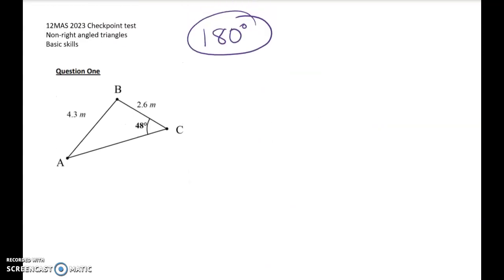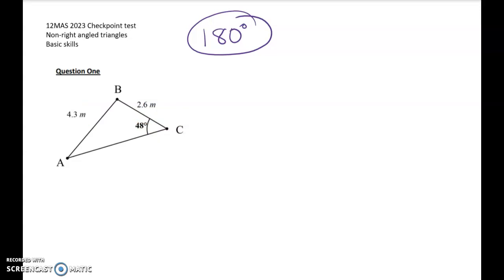All right, let's have a look at question 1. This is going to be too slow for some of you, so put it onto double speed and make sure you're doing your working as I go. So when I'm looking here, the first thing I notice is that I've got an angle. I ask if I've got the opposite side, and I have. That tells me that the sine rule is going to help me here.